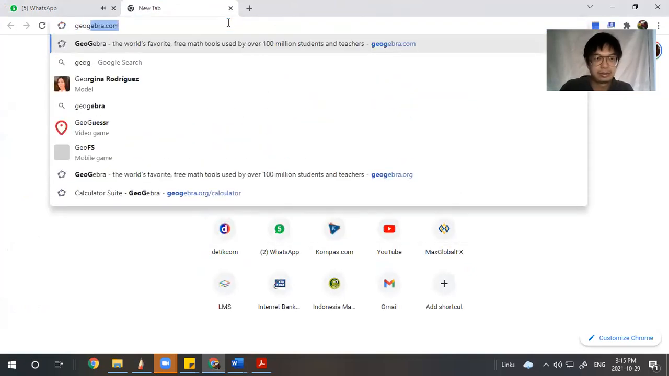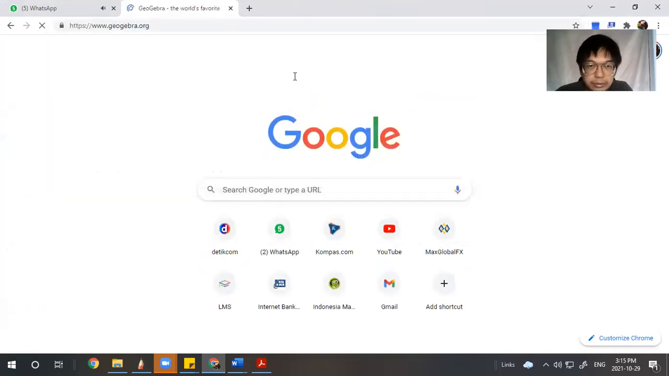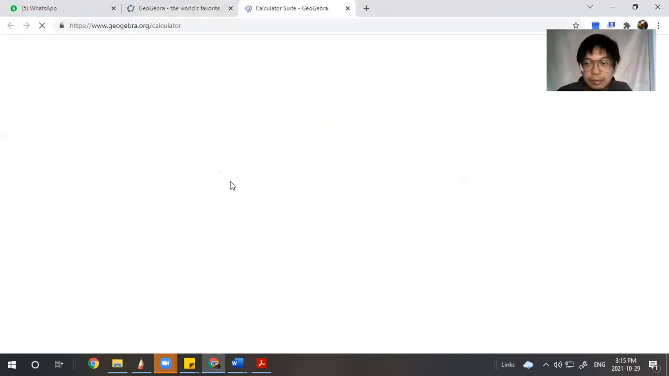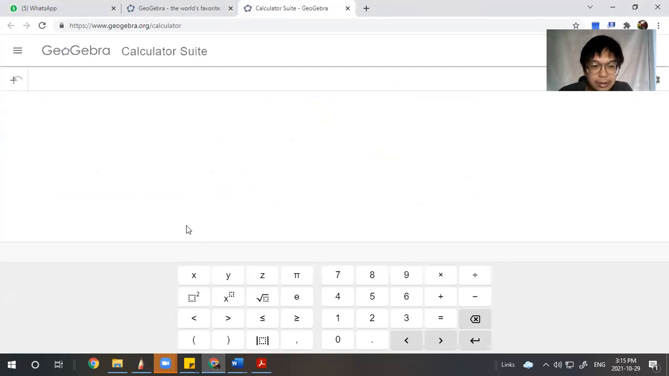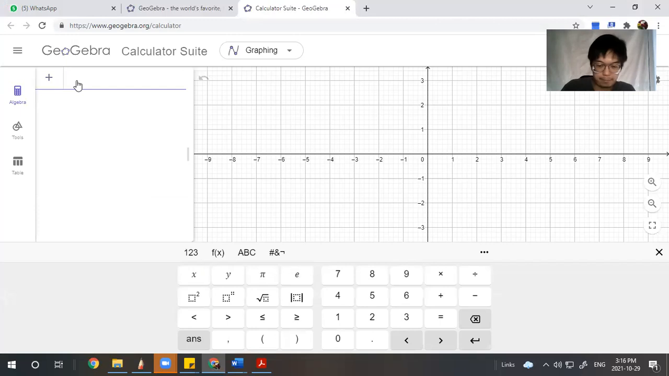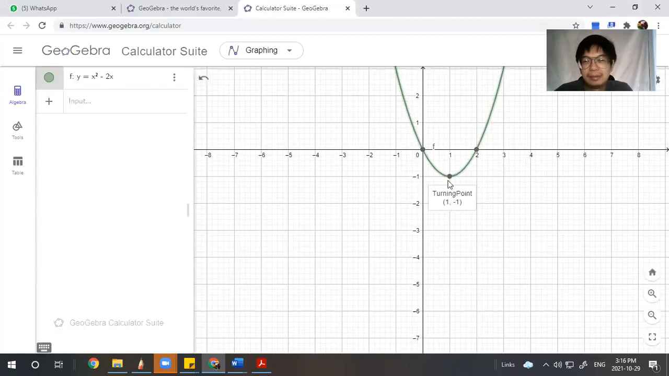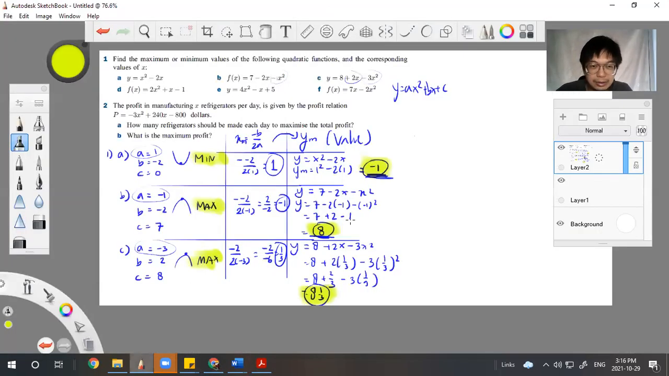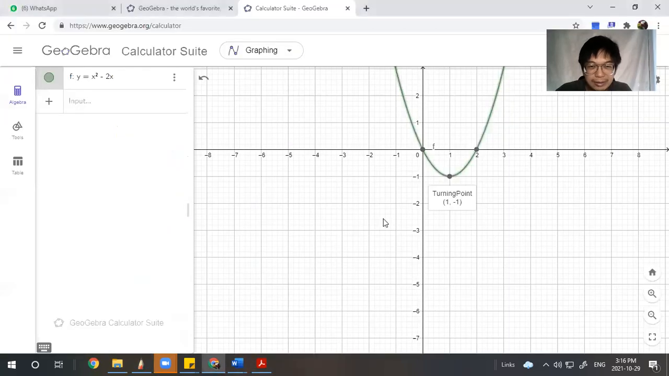GeoGebra. Let's prove one only. No need to prove all. But I think we have to prove all because it's quite simple. Number 1, x squared minus 2x. Okay, minimum. And the minimum value is -1. It cannot be less than -1, and it is minimum, right? See, minimum -1. Find the value of y only, and the x is 1, already given. Also, it's provided completely, -1, 1, and this is the turning point.